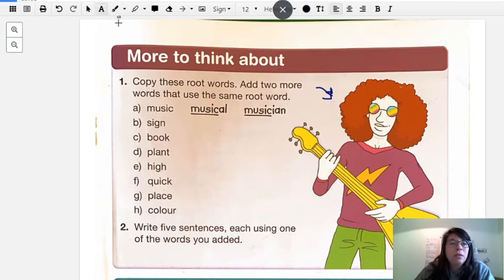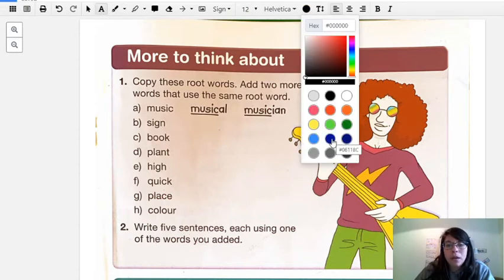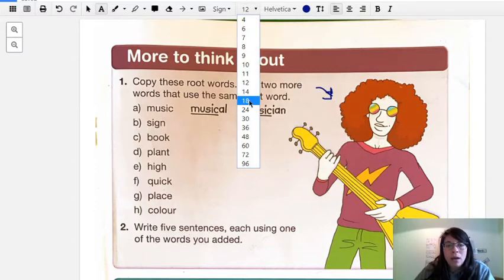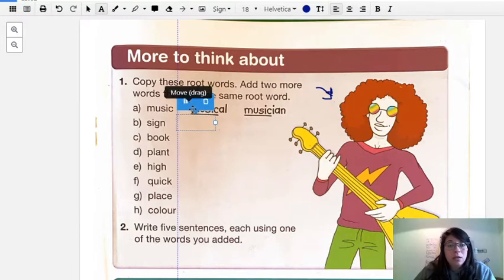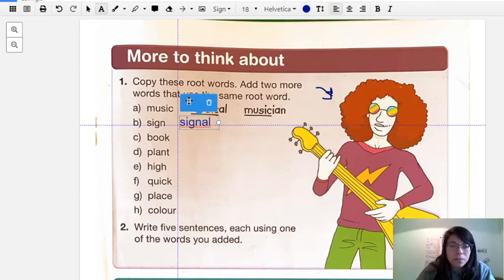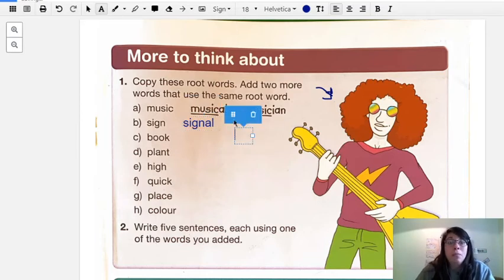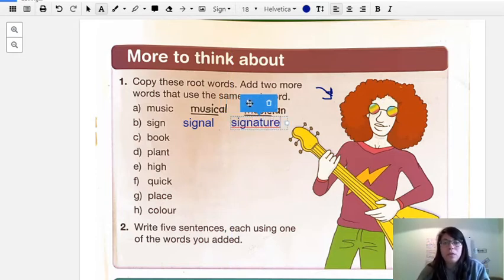So, you have the word sign. I'm going to go ahead and help you with this. I'm going to create it in blue and make it nice and big so you can see. So for example, with sign, not sing, sign, you can have signal, for example. A signal that you might see on the road, or you could also say signature, for example, is another word that you can create. Now there are many words. You can use a dictionary to help you. You can ask your parents also.